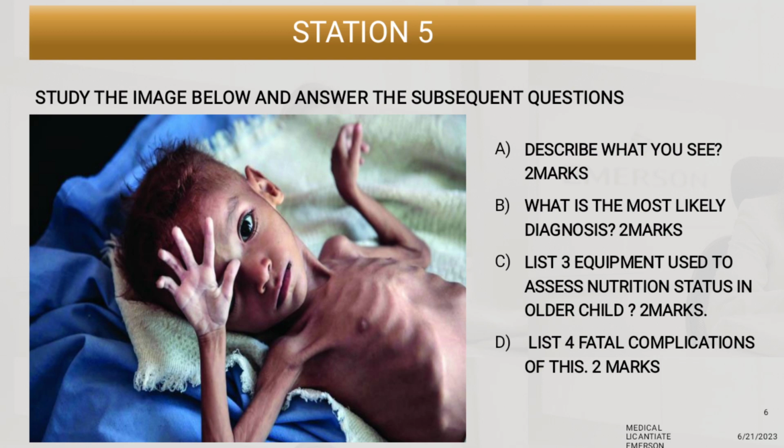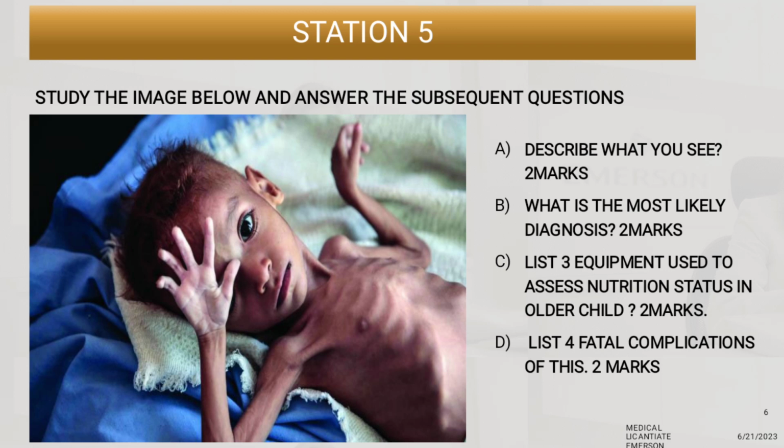Of course, there is features of severe wasting. Those are some of the things you can note for, and maybe if you can see clearly, there's some poor mapara. Those are some of the things we are able to see. Then what is the most likely diagnosis? So this is most likely severe acute malnutrition.